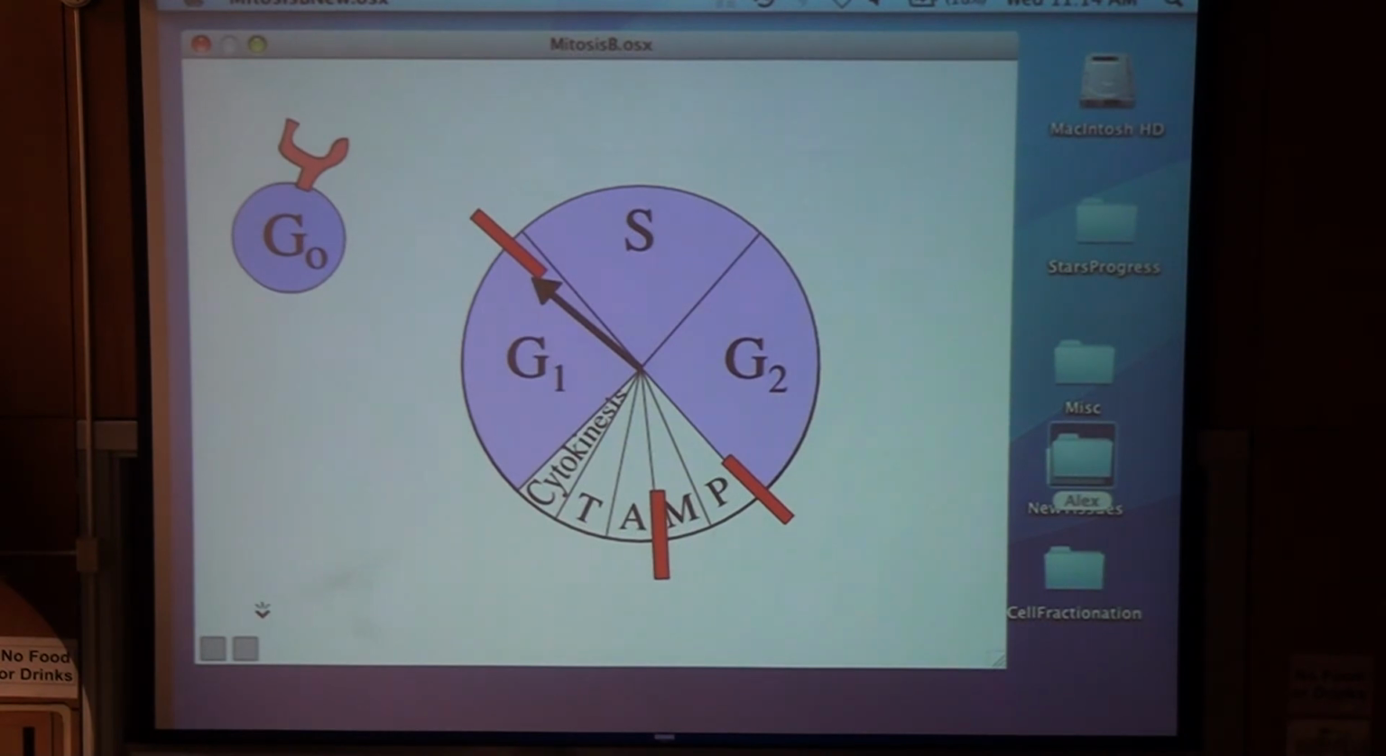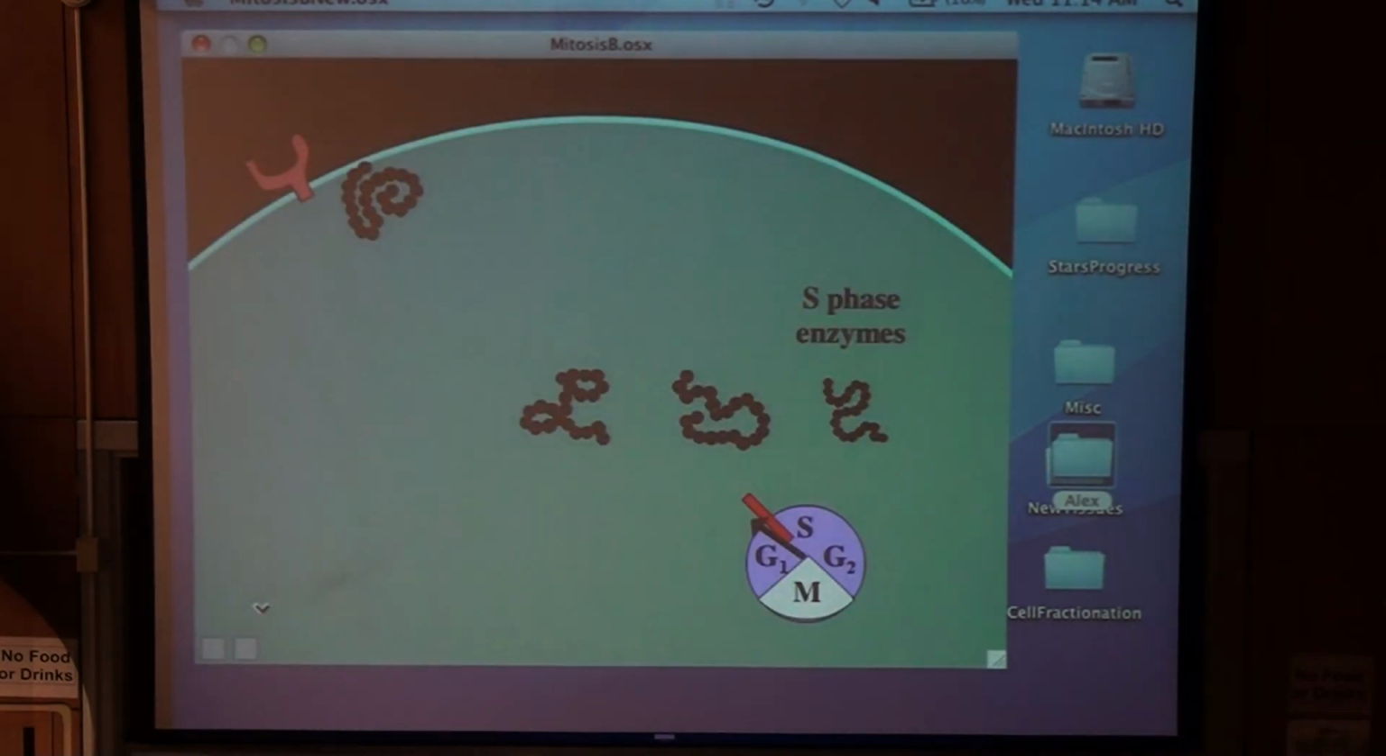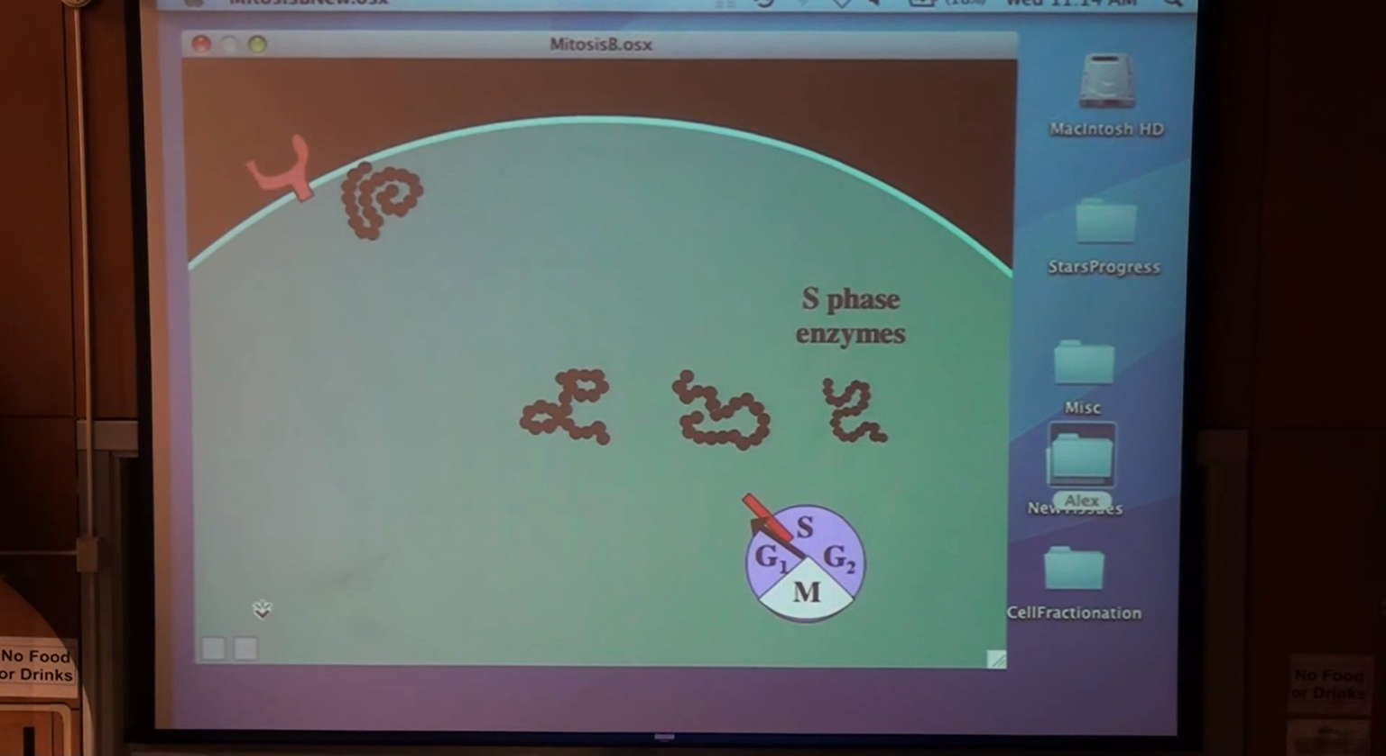Okay, in fact, because the G0 checkpoint is so important, I want to look at that one in a little bit more molecular detail and see how it operates. So there's the cell stopped in G0, and let's now give it its growth factor molecule. Now let's kind of have a close-up of that cell. There in pink in the upper left, you see the receptor for the growth factor about to bind the growth factor.